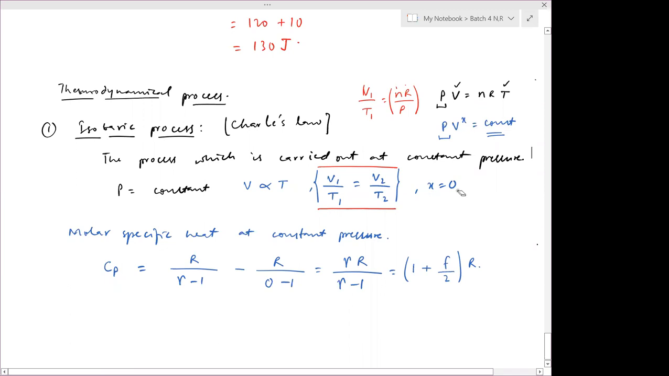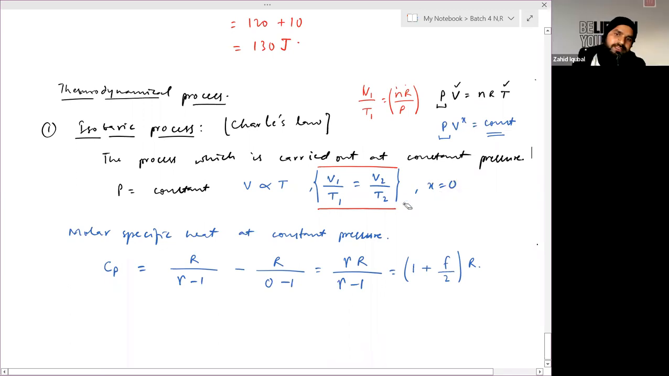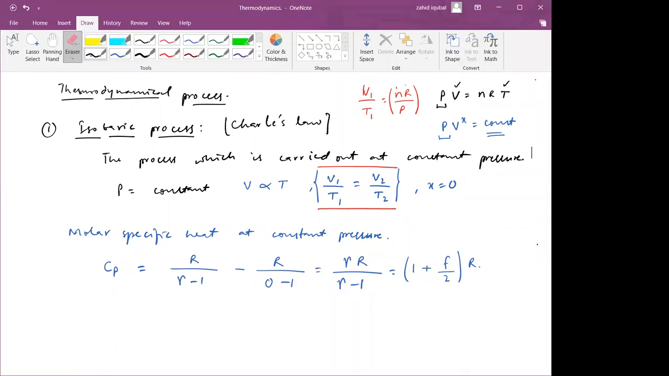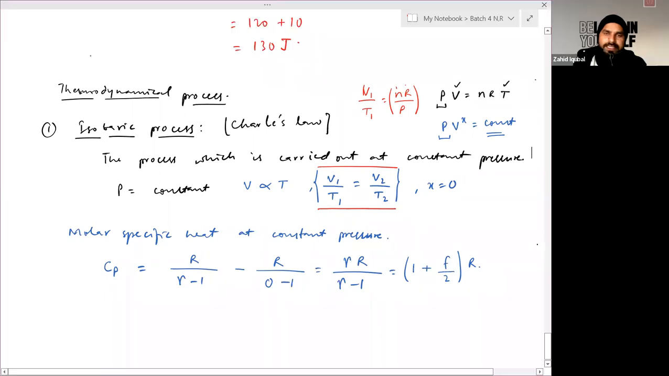Okay. Yes, sir. Now put this value of x into the generalized equation of molar specific heat: C equals R by gamma minus 1 minus R by x minus 1. So we have x as 0. I've just put the value of x to be 0 and solved it. You'll get this part. Now, if you further simplify this gamma in terms of degree of freedom, you'll get this expression. Is it clear now? Yes, sir. Nabila, any doubt? No, sir.